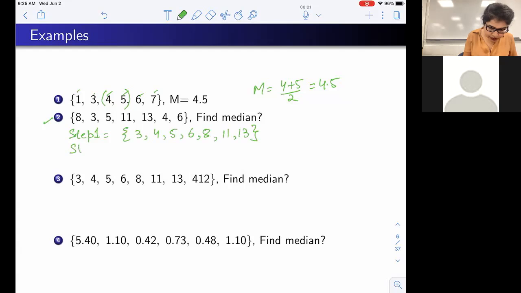Then step 2, you find the median. In this case, the number of values is odd, so 3 are on the right and 3 are on the left. The middle value is 6. So in this case, the median is 6. This is how we will find the median for the given data.